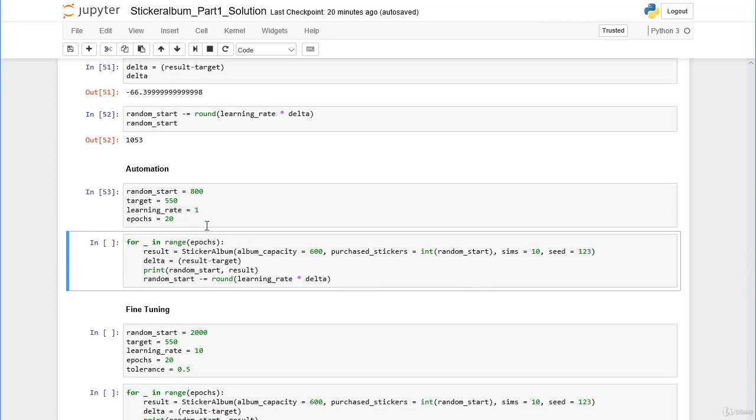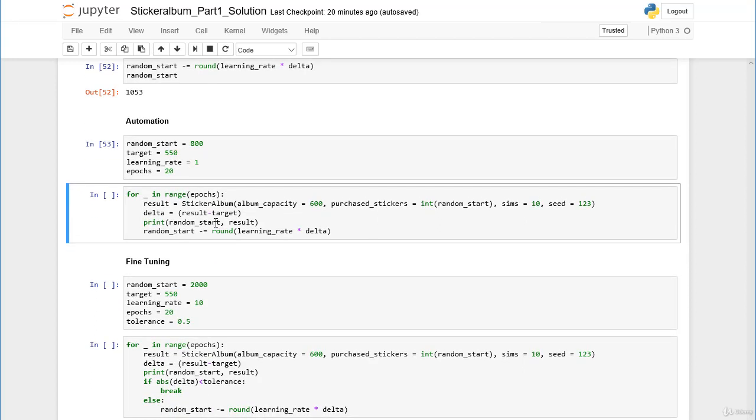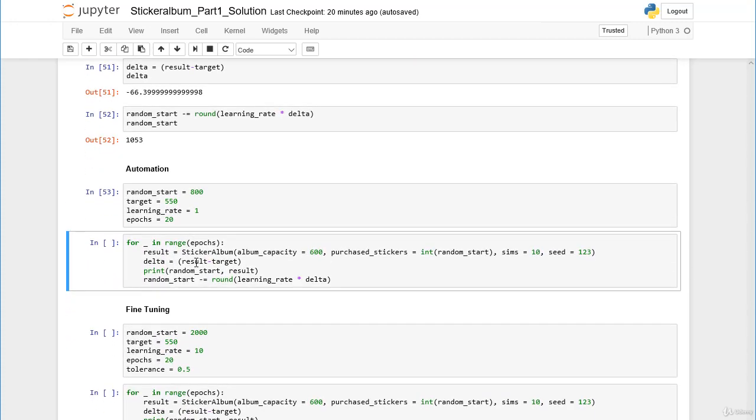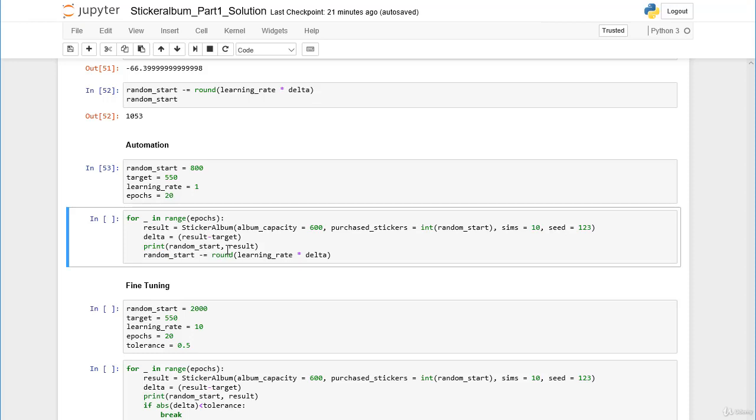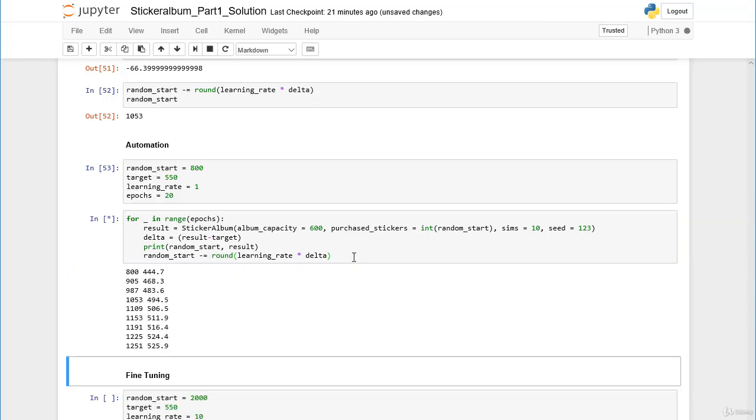Therefore we can use a for loop with exactly 20 iterations: for epoch in range(epochs), with epochs equal to 20. For each iteration, as we have seen above, we calculate the result, calculate the delta, print random start and result, and add a multiple of our delta to random start, and then we start again with an iteration. So let's execute the cell.